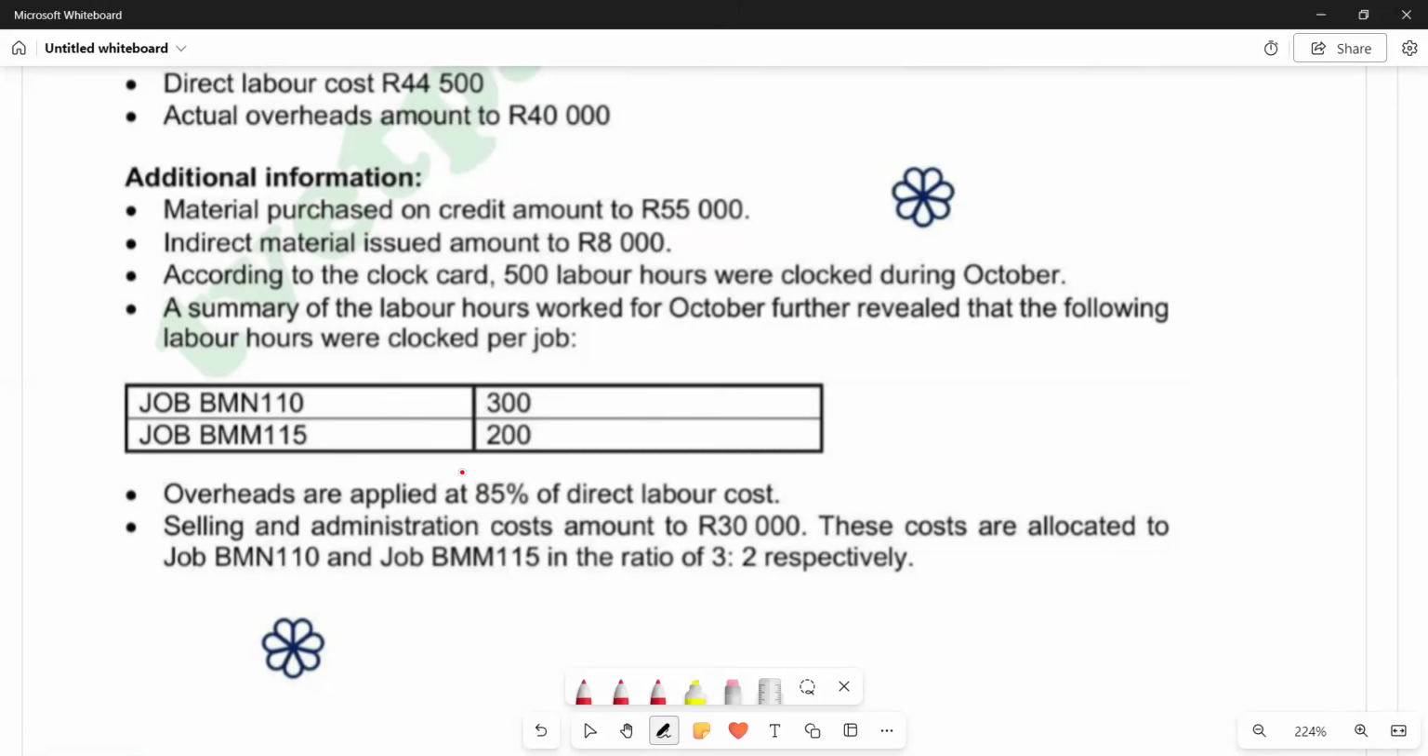Then beneath that, overhead applied at 85% of direct labor cost. Very important to take note of that. It means that the overheads are going to be 85% of the figure that we will have for direct labor cost. Selling and distribution costs amounted to 30,000 rand. These costs are allocated to job BMN 110 and job BMM 115 in the ratio of 3:2, respectively. So this is what we have.